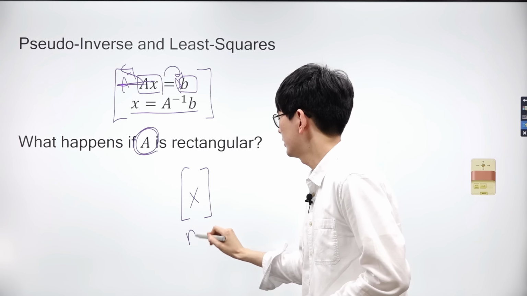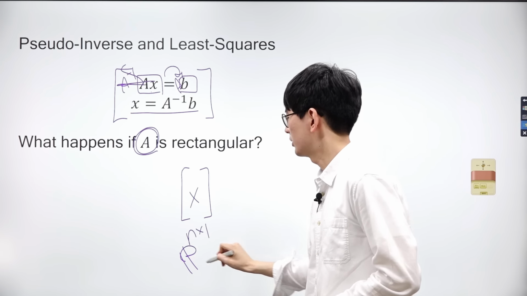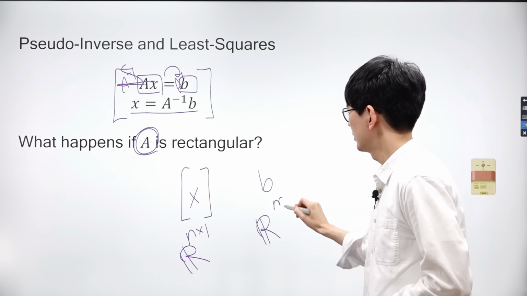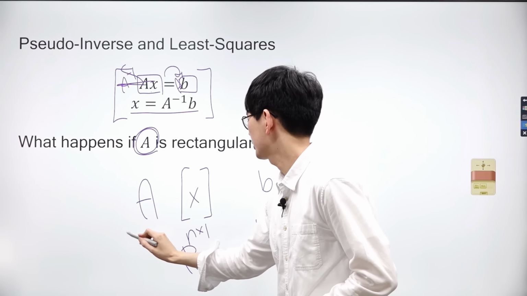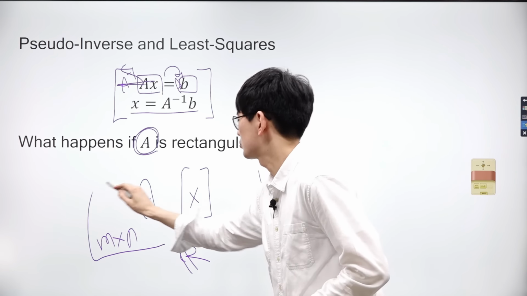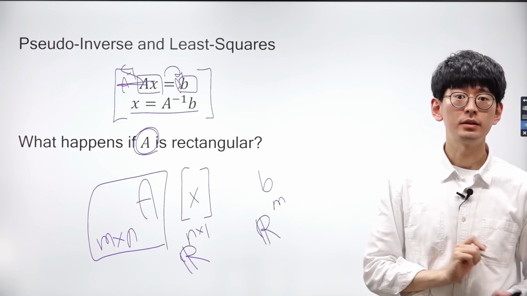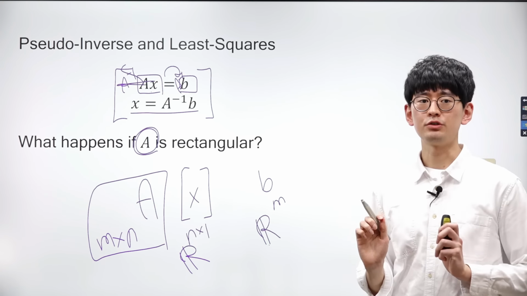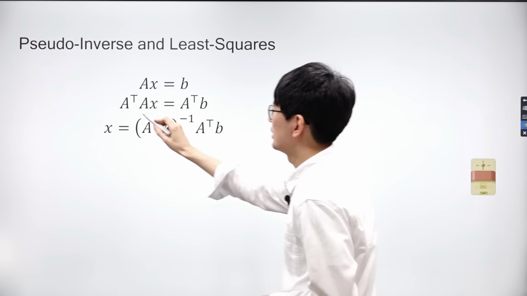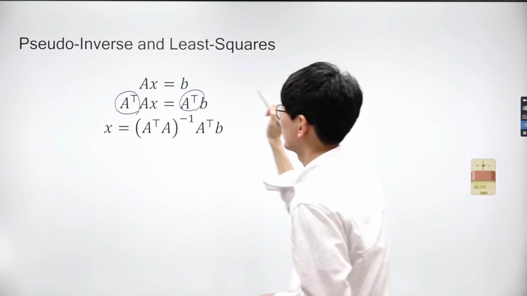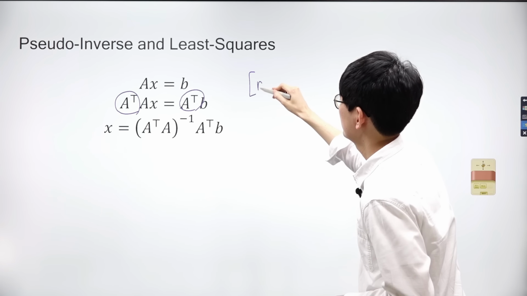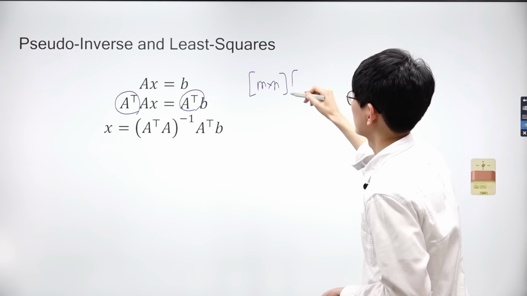For instance, if vector x is in Rn and vector b is in Rm, matrix A is an m by n matrix, and it doesn't have an inverse. However, even though the rectangular matrix A doesn't have an inverse, we can determine its pseudo-inverse matrix. Instead of multiplying the inverse of A on both sides, we multiply the transpose of matrix A.